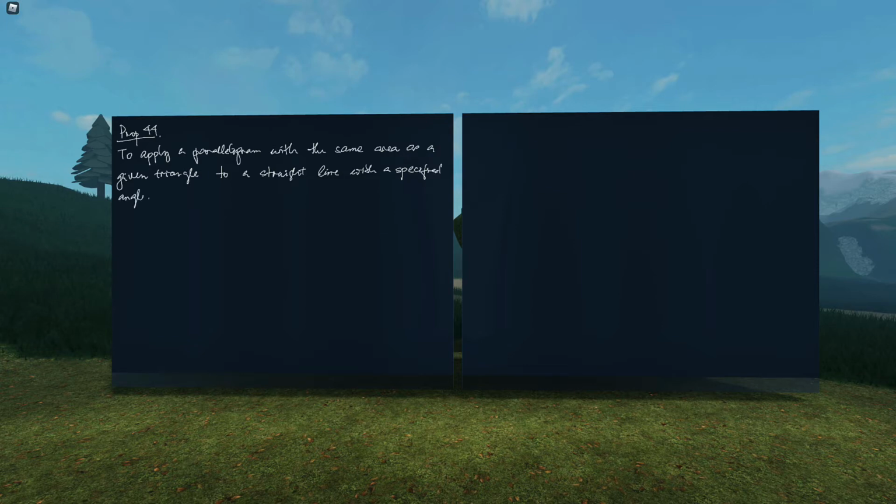So what I'm going to do is try to do the construction on the diagram on this board, and then prove that the construction does give us what we want. To apply a parallelogram with the same area is essentially to construct a parallelogram with one side the same as a straight line that's given, at a certain angle that's also given. So this is what it means to apply a parallelogram. The construction is going to be somewhat complicated.